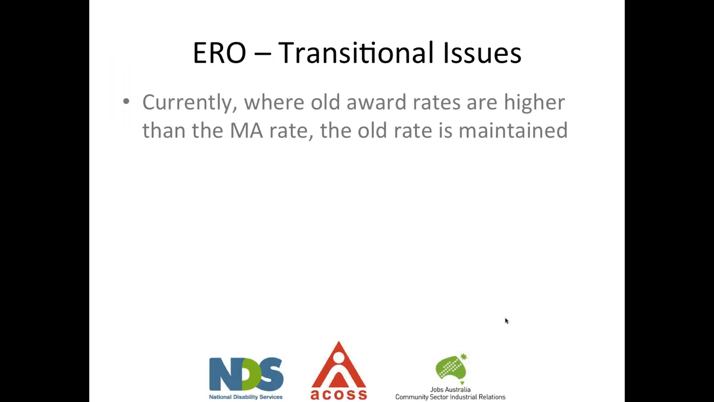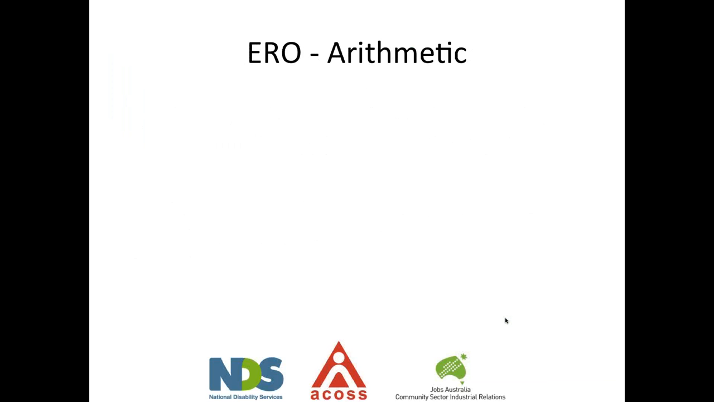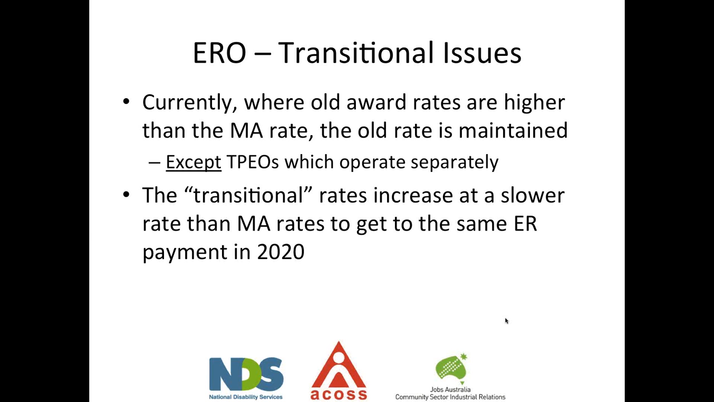In terms of the transitional rates, currently where your old award rates are higher than the modern award rates, the old rate needs to be maintained, except the transitional pay equity orders, which do operate separately. Again, if you're not sure about that, you should seek some advice. But what we're saying is the old rates are what prevail, and eventually the modern award will move to the same rates in 2020. The transitional rates are subject to the Equal Remuneration Order. It's just that we arrive at those amounts in slower proportion, but we'll all be thankfully on the same rates come December 2020.